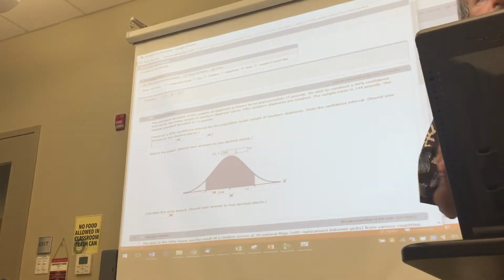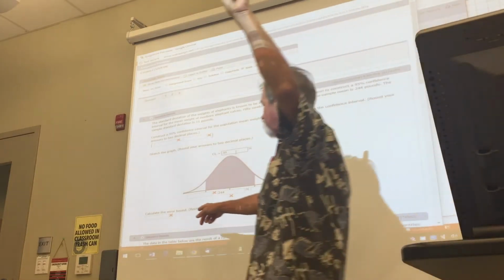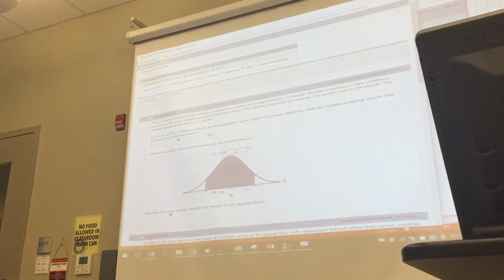Now, they don't give us some information. Before we can finish this problem, we need 2 more things. How do we get the error bound? It's the standard error times the Z score, the table value, which is found by alpha divided by 2.